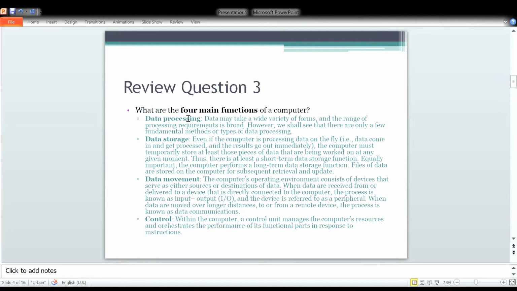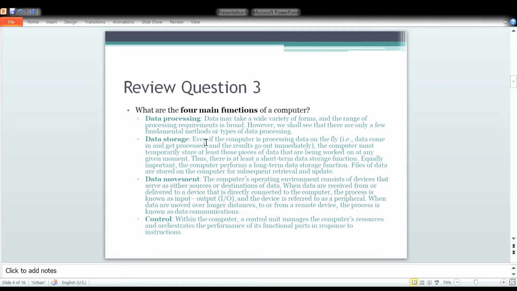The third question will be, what are the four main functions of a computer? The main functions are data processing, data storage, data movement, and control. Data processing: data may take a wide variety of forms, and the range of processing requirements is broad. However, we shall see that there are only a few fundamental methods or types of data processing.